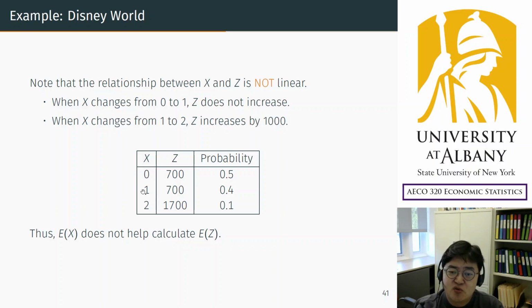When x changes from 0 to 1, z does not change. But when x changes from 1 to 2, z increases by 1,000. So the increment is not the same. That means when you think about the graph, the slope is different. First the slope is 0 and then 1,000. So it is not linear. For a function to be linear, the slope should be the same. So this is not that case. Therefore, it's not linear.